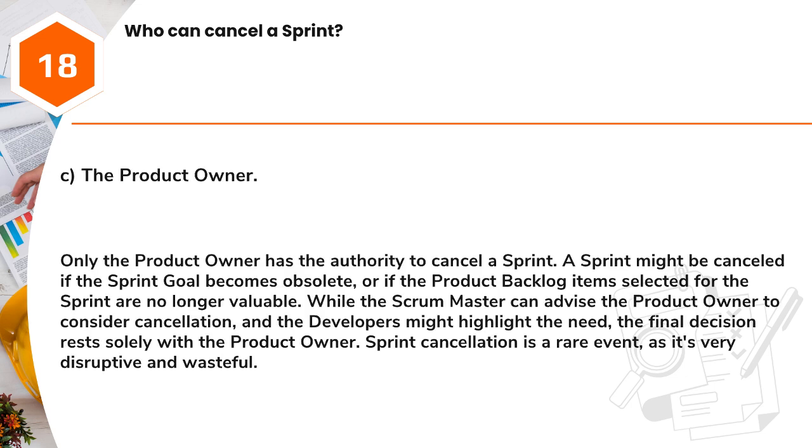Answer: C. The product owner. Only the product owner has the authority to cancel a sprint. A sprint might be cancelled if the sprint goal becomes obsolete, or if the product backlog items selected for the sprint are no longer valuable. While the Scrum Master can advise the product owner to consider cancellation, and the developers might highlight the need, the final decision rests solely with the product owner. Sprint cancellation is a rare event, as it's very disruptive and wasteful.